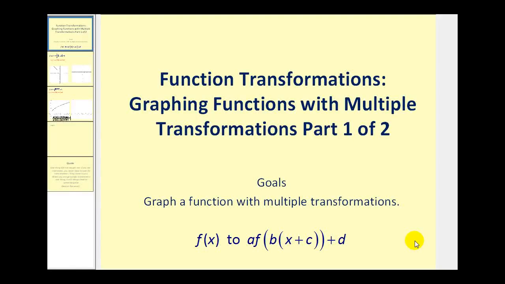Welcome to the first of two videos that will show how to graph functions with multiple transformations. This video does assume that you've already watched the videos that show how the values of a, b, c, and d in this form transform f of x.